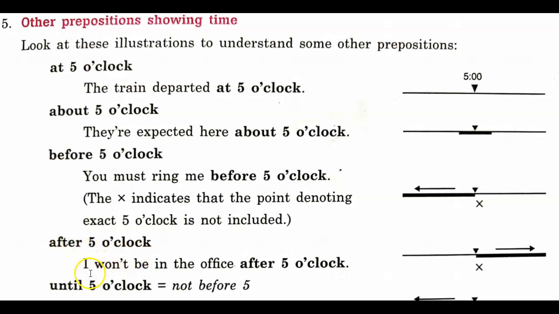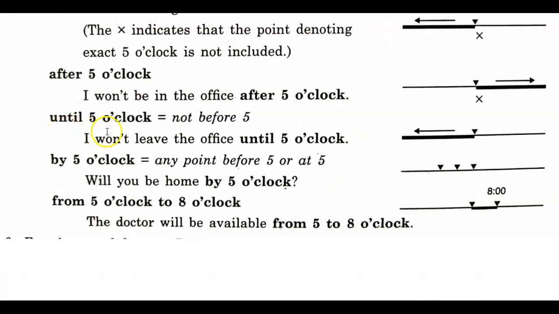After 5 o'clock, I won't be in the office after 5 o'clock. That means after 5 o'clock, I won't be there in the office. That is, till 5, I am going to be there. Before 5, I am going to be there. But after 5, I am not going to be there. Until 5 o'clock. That is not before 5.